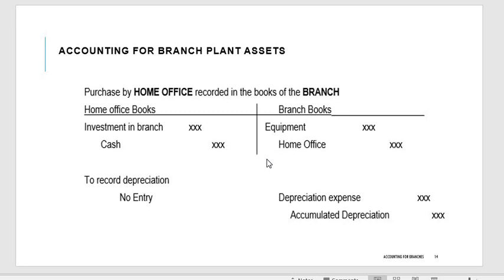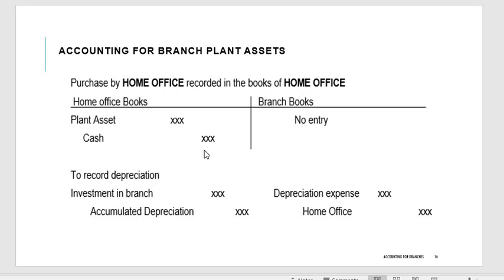So, if ang nag-purchase, no, si home office, of course, the home office will credit cash. It shall be debited to the investment in branch account. So, debit siya ng investment in branch account, credit siya ng cash. Since ang mag-keep ng record kay C branch, no, so mag-debit siya ng equipment, mag-credit siya ng home office. And since yung depreciation is ang nag-keep ng records man din ay C branch, so yung entry for depreciation, no, so walang entry kay home office. Kasi of course, the branch will record the depreciation.